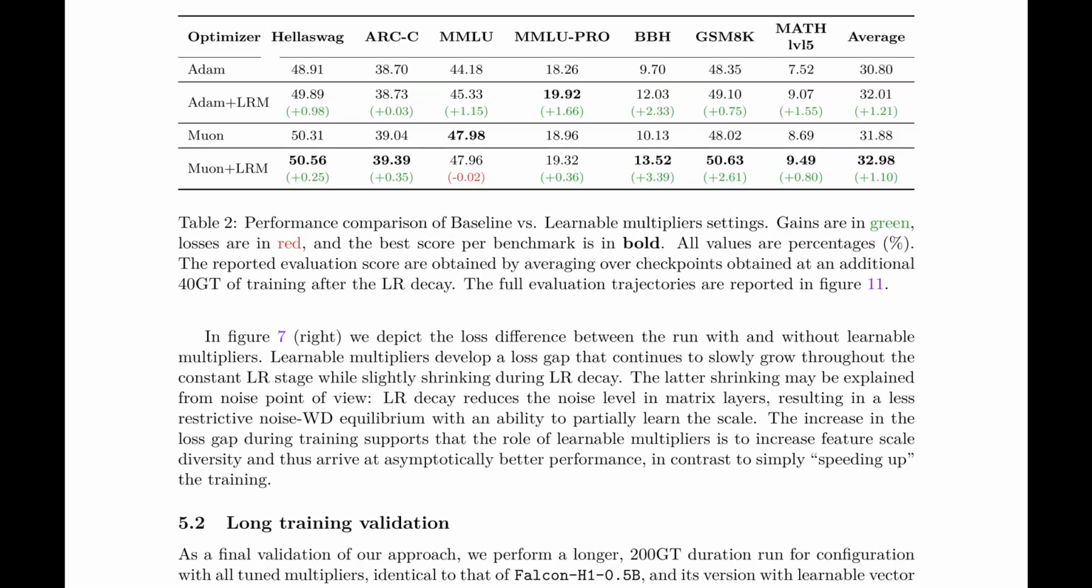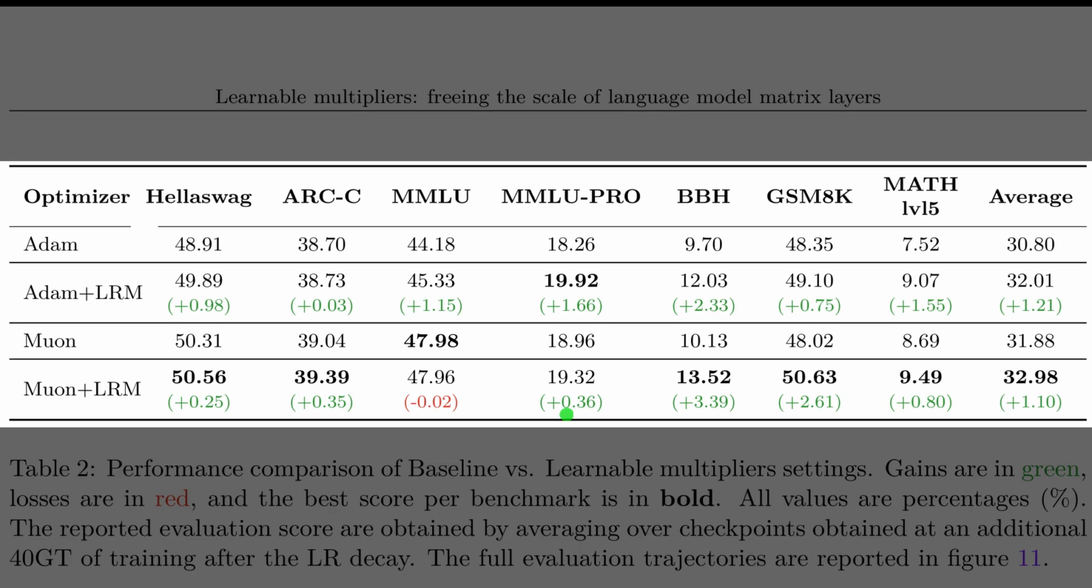So, Table 2 shows how these training improvements translate to downstream tasks after a longer 200 gigatoken run. In the average column on the far right, the Adam optimizer improves from 30.8% to 32% with learnable multipliers, a clear gain of 1.2%. The stronger Muon optimizer in the bottom rows sees a similar 1.1% boost. Interestingly, the gains are concentrated. Reasoning tasks like BBH and Math Level 5 see significant jumps compared to knowledge benchmarks, with BBH improving by over 3 points in the Muon setup.